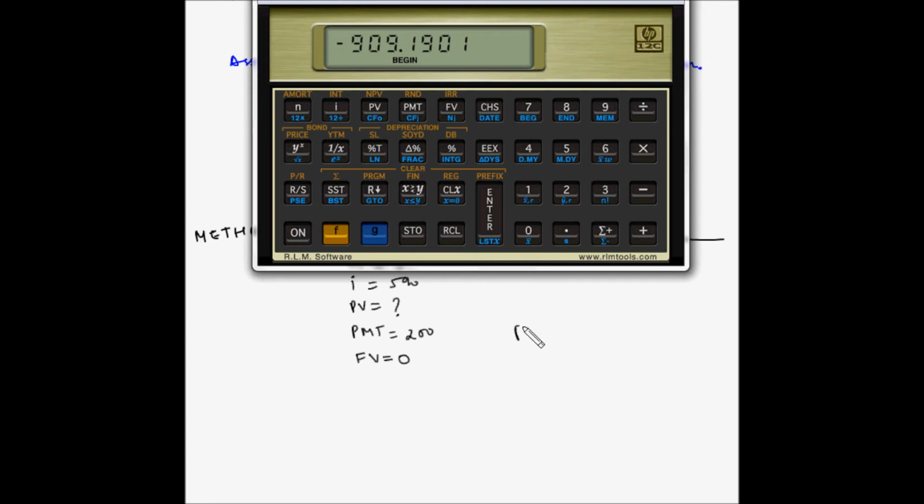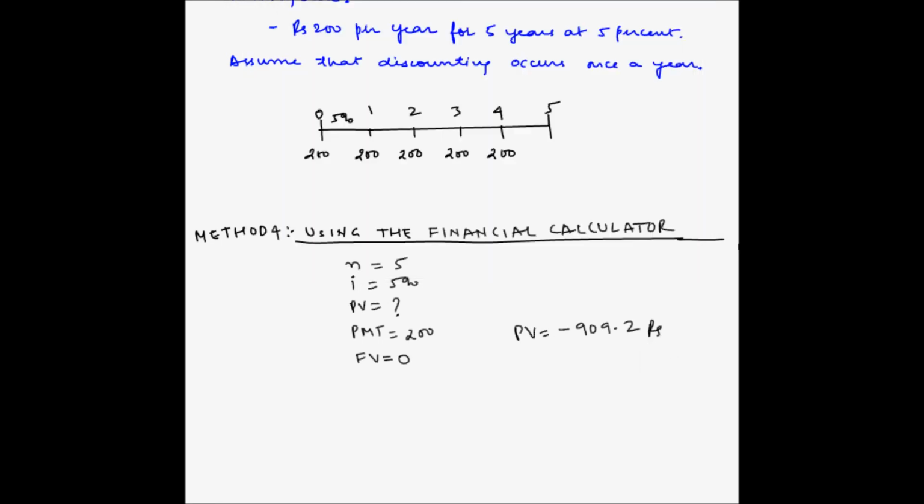So the present value is minus 909.19, which we can round off to 909.2 rupees. Now this is the same answer that we also got in the previous 3 methods. The minus sign indicates that this is the amount which is going out of our pocket. So as we had considered, the present value is the amount which we'll invest, and then we'll be able to withdraw 200 rupees at the beginning of each year at 5% interest per annum for the next 5 years.